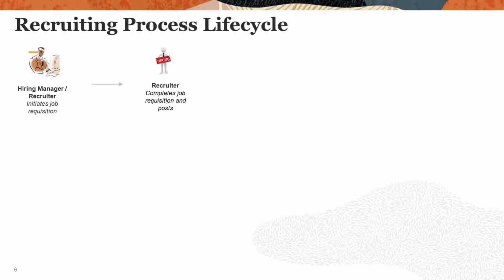Next, we are going to talk about the recruiting process lifecycle. The key users involved in the process are the recruiter, the hiring manager, and the candidate. The hiring manager initiates the job requisition from within the hiring work area. The recruiter completes the job requisition information and posts the job using the hiring work area. The sourcer creates campaigns and candidate pools to help draw quality candidates to the open requisitions. Candidates apply to the job either from the external career site or from within HCM for internal employees.